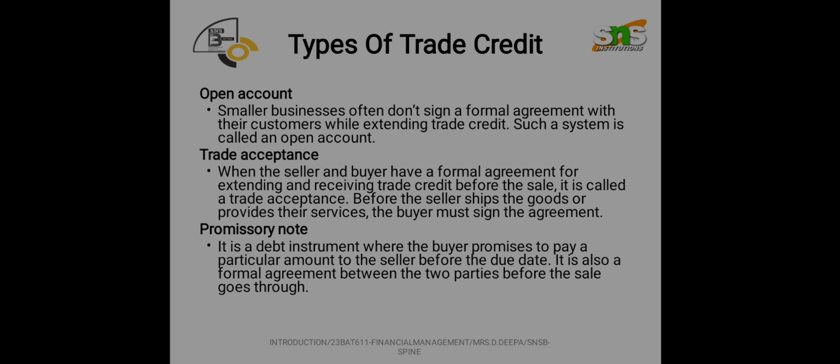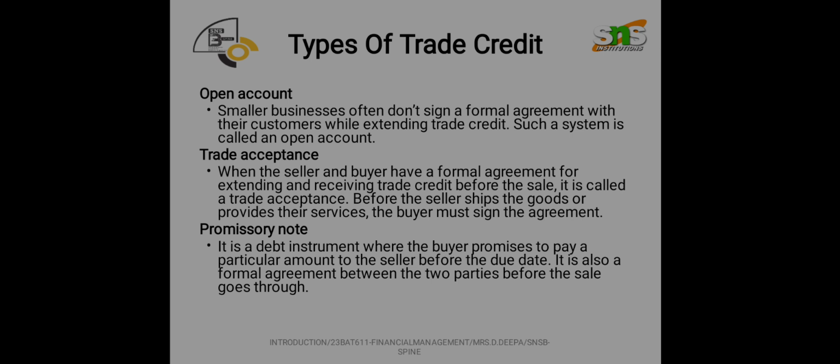The major types are open account, trade acceptance, and promissory note. Open account is something that all small businesses come under, where neither the buyer nor the seller signs any formal agreements. Without signing documents, the trade credit process happens, and that is why it is called an open account. All small-business-level transactions will be done this way.